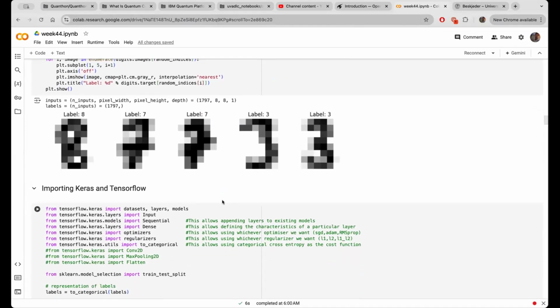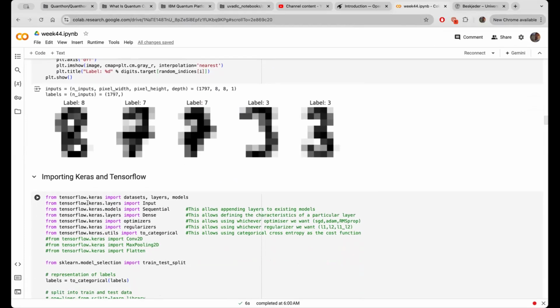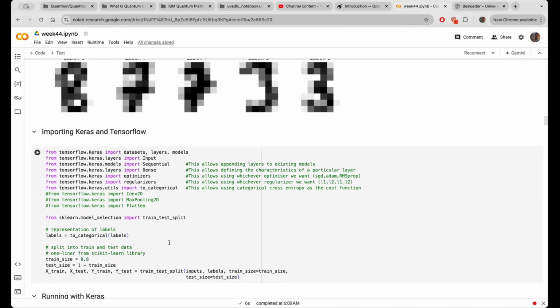So when you use TensorFlow now, the things which we need to import are the same things which we discussed last week. So we need to import the data sets, layers, and models input. Keras is an interface to TensorFlow as a library, which makes the coding a little bit easier and also easier to understand. So we have a sequential network, and we are going to have a dense network. We have to include the optimizers, the regularizers, and in our case, we are going to distinguish between different categories.